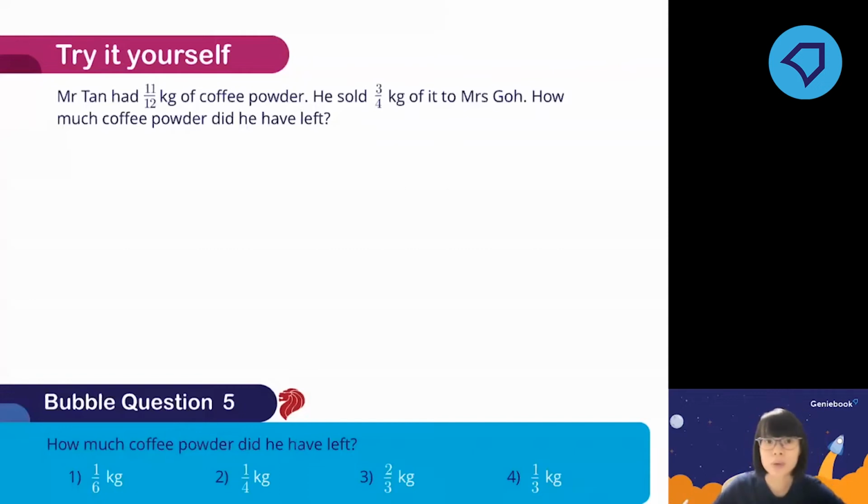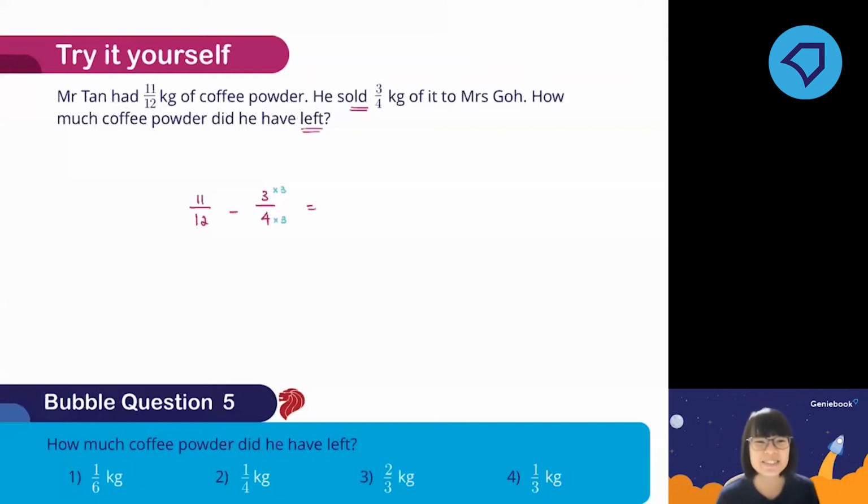Okay? So we all know this one, we need to do our minus, right? Because he sold and then they're asking for how much he had left. So 11 over 12 kg minus 3 over 4 kg. Make the denominators to be the same. Okay, so this one you need to multiply by 3 and multiply by 3. All right, time's up already.